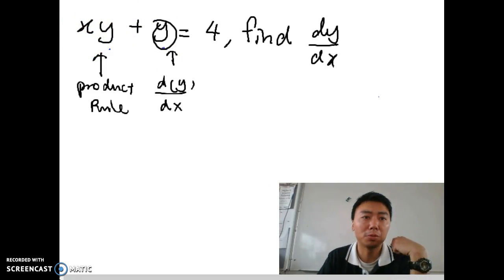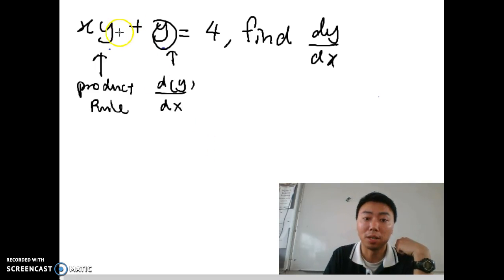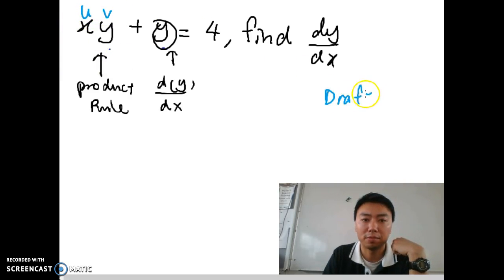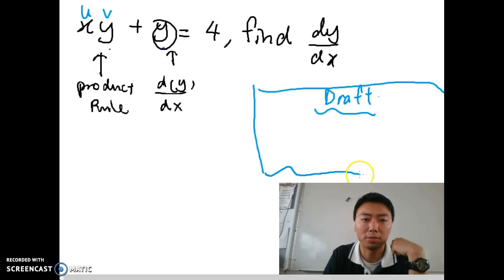Product rule will definitely need u and v. So I'll write down u and v on the top, and then I do the uv in the draft. Again, the draft you don't need to show people. It's like doing 1 plus 1 here, you don't need to show any other people. u equals x and v equals y.